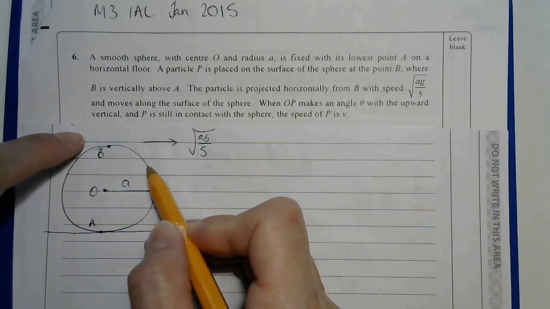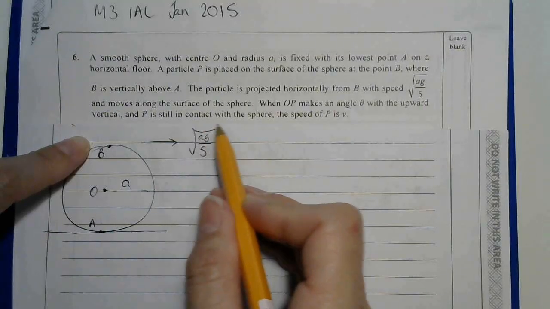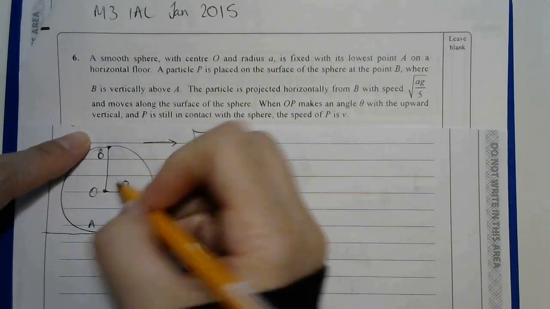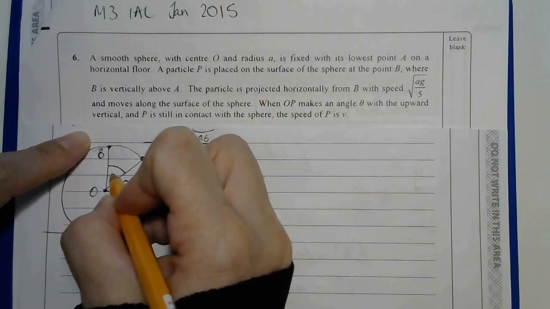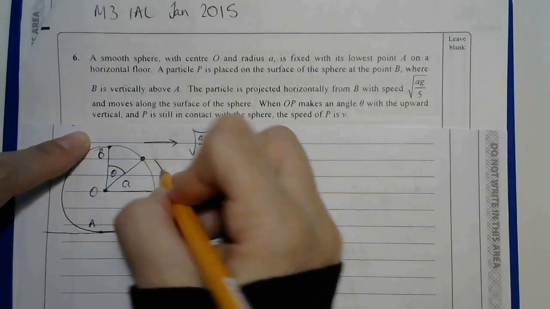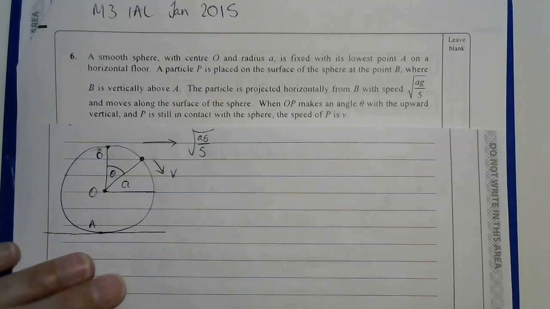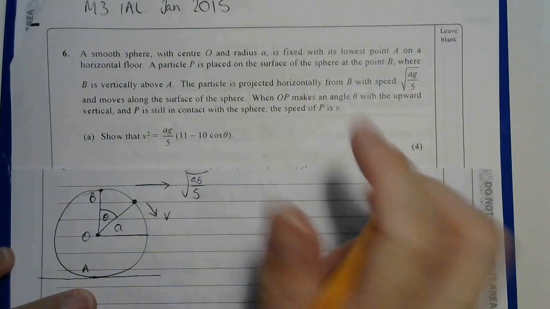When OP makes an angle of theta with the upward vertical, and P is still in contact with the sphere, the speed of P is V. So if we draw this line and then just choose a random position here for the particle to be in, we'll call this theta, and at this point it said the speed was V. And it says show that V squared is equal to this thing.